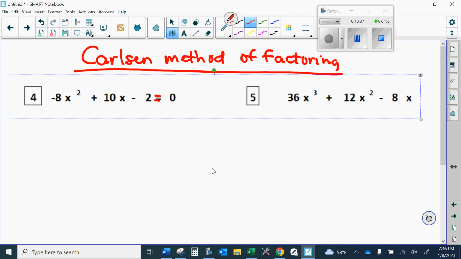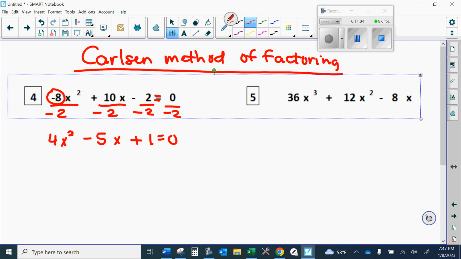If it's an equation, I can just divide by the GCF as long as it's only numbers. Okay, if I had a variable in it, I would need to actually take that variable out. But since this GCF is only numbers, I can divide by it, which would be -2. Okay, I always want my leading coefficient right here to be a positive, so I'm always going to divide by the negative. So now what am I left with? 4x squared minus 5x plus 1 equals 0.